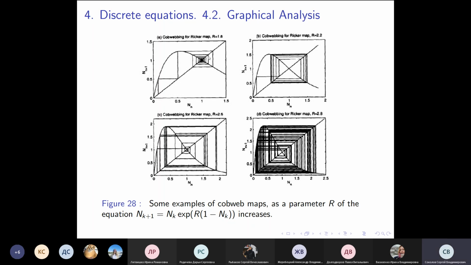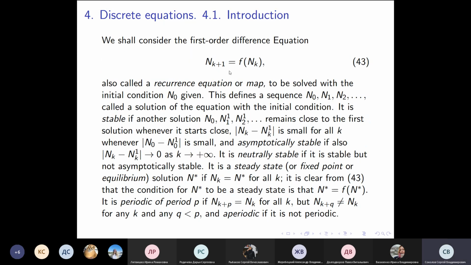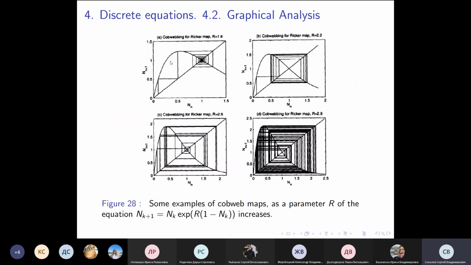So it is the diagonal of our first quarter. So far, it is the line n_{k+1} = n_k. It is the line. And the second is the function f of n_k. So this one is our right-hand side of the equation, is our function.